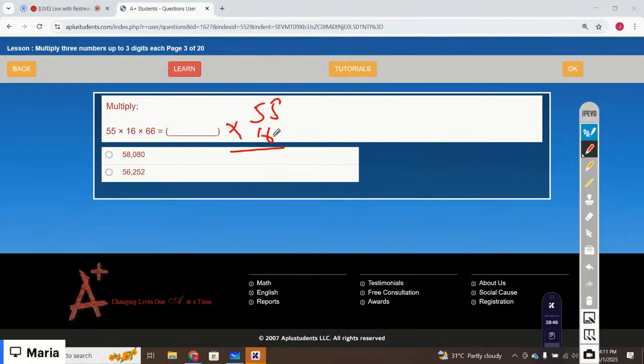55 times 16. 6 times 5 is 30, and 3 is 33. 1 times 5 is 5. 1 times 5 is 5. 3, 8, 8. That is 880.